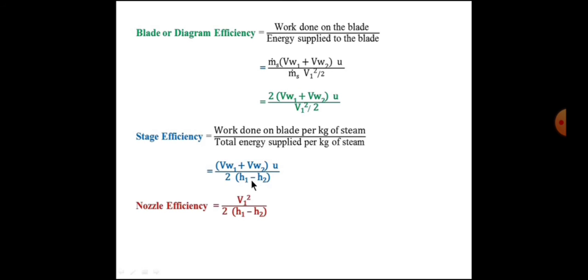Now we have nozzle efficiency as well. Nozzle efficiency equals V1 square divided by 2 into H1 minus H2. This is the formula which is derived by using the steady flow energy equation. Again, we can have one more formula for stage efficiency: stage efficiency equals blade efficiency into nozzle efficiency. We will get the same formula, VW1 plus VW2 into u divided by 2 into H1 minus H2, if we take the product of blade efficiency and nozzle efficiency.